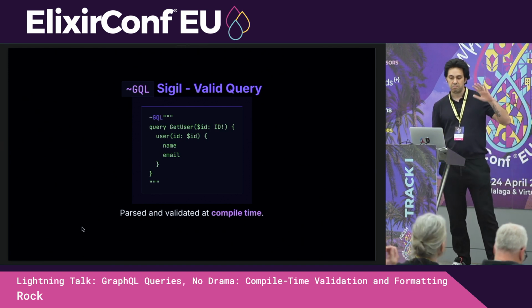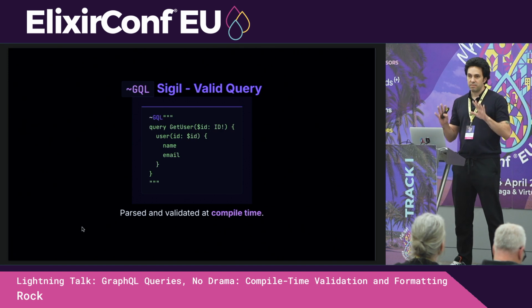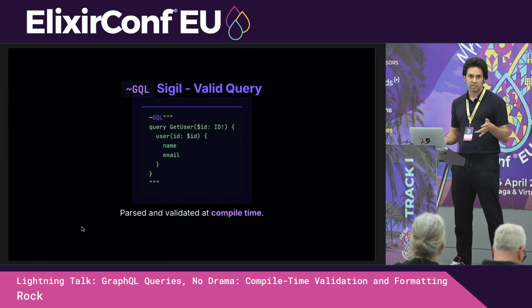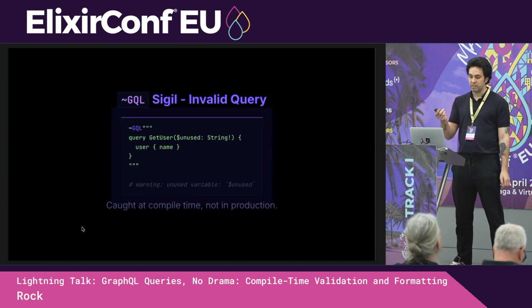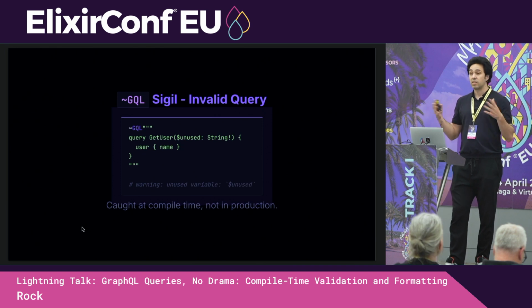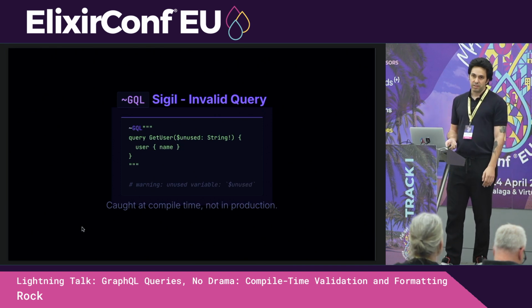Basically, the main thing is you have a sigil, which the base one will just parse and validate your query at compile time. And if you have something wrong, like here, you have an unused variable, it will just ping you a warning. It's not going to fail the compilation, at least for now, but it will warn you, which is great.